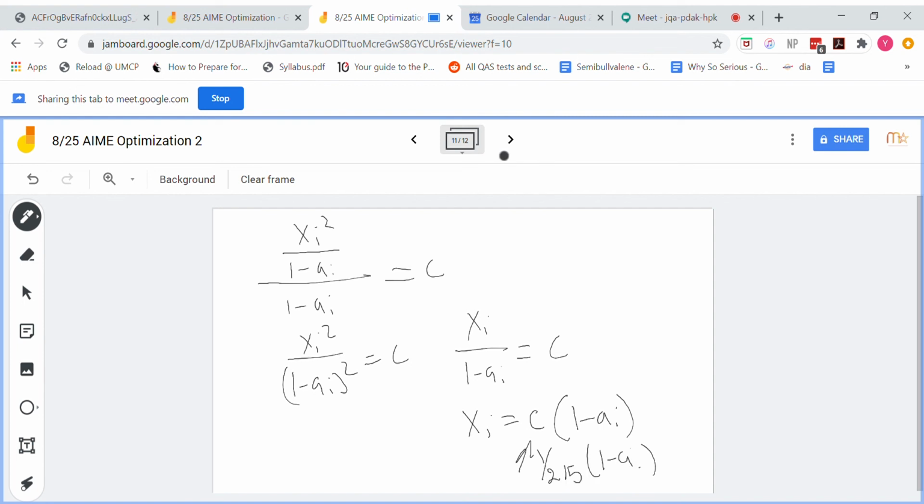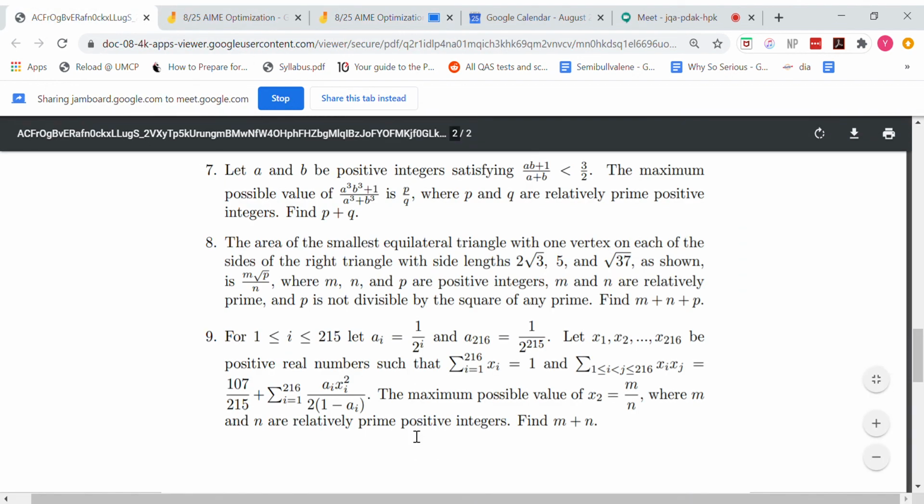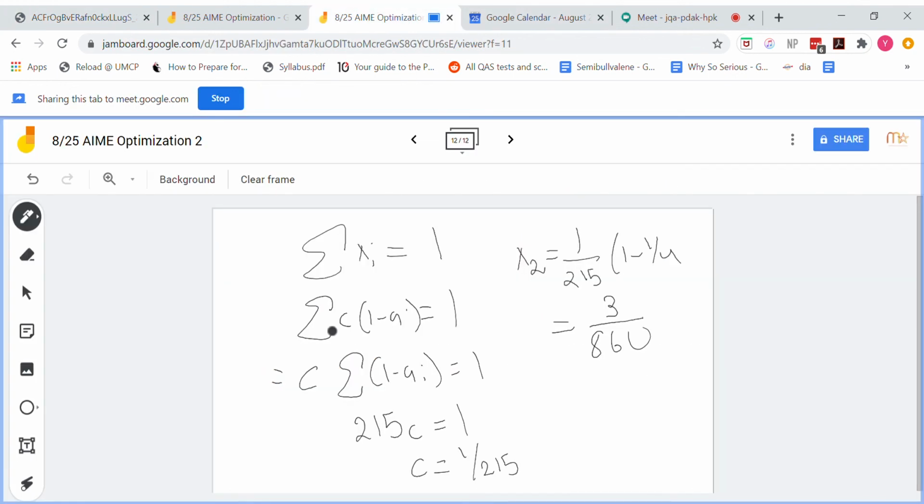So x2 comes out to be 1 over 215 times 1 minus 1/4. And so this is 3 over 860. And that's it. There is no maximization or minimization. There's only a single possible value of x2, which is 3 over 860.